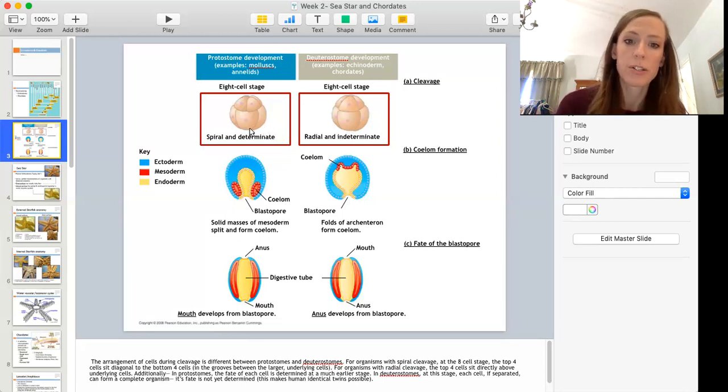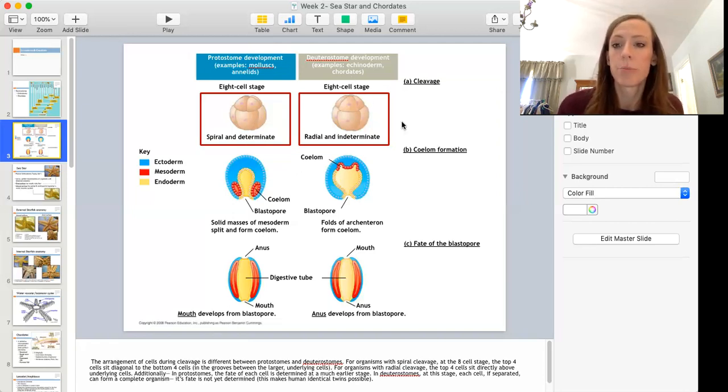And also you'll notice here that at this stage, protostomes are listed as having determinate cleavage. And what this means is that the fate of each of these individual cells is determined very early on. So if you were manipulating this ball of cells and you removed one, you would produce an organism which is missing parts. Basically, the fate of these cells is determined very early on in development.